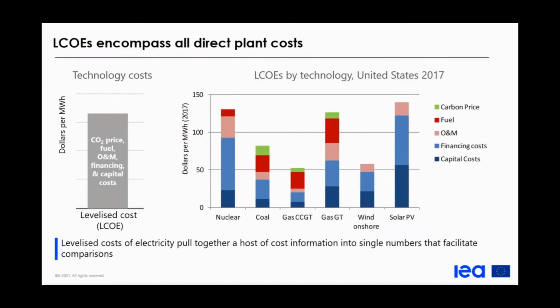Typically, low carbon technologies such as nuclear, wind, and solar PV have a high fixed cost and very low variable cost. On the other hand, gas, and to a lesser extent coal, are the opposite. They have high variable cost, and relatively lower capital cost compared to low carbon technologies.